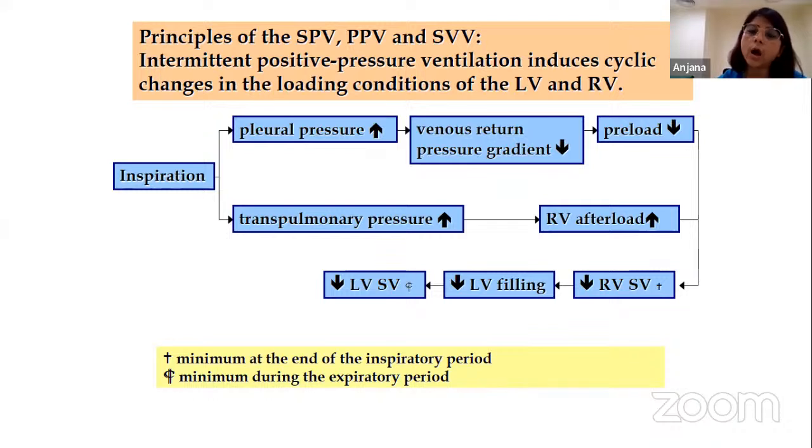So your RV stroke volume will decrease. Naturally, if RV stroke volume decreases, it will decrease the left ventricular stroke volume as well, which happens in the expiratory period, because there is some transit time for the blood to reach from the right ventricle to the left ventricle. So during inspiration and expiration, you will see the variations. This is the main principle on which your parameters work.